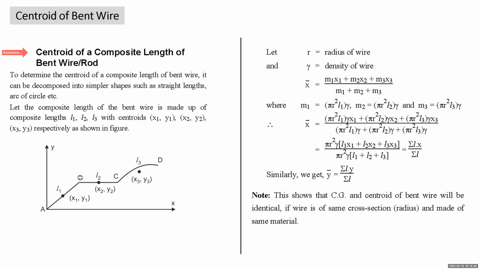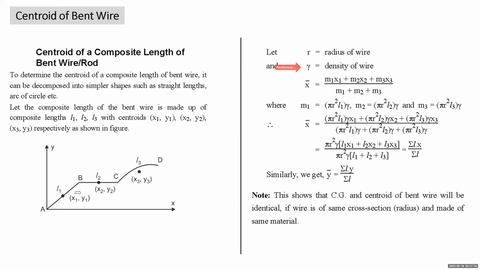It is being assumed that this bent wire ABCD is made up of one material having density gamma. The material density of the wire is gamma. R is the radius of this wire. We are assuming that this wire is of the same size throughout. We are also assuming that it is made up of the same material.